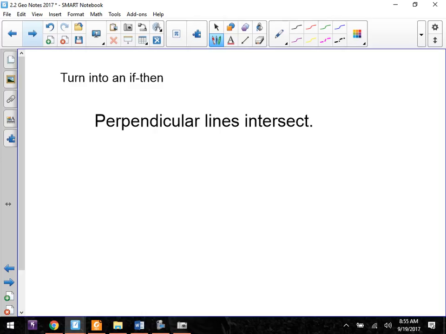So let's take a statement and turn it into an if-then. And that's one of the very first things that we do here. We take the statement, we turn it into an if-then statement, and then we can do things. So I start with the idea. Thank you, sir. If I start with the idea that perpendicular lines intersect, I want to rewrite that into the idea of an if-then statement. Yes, ma'am.